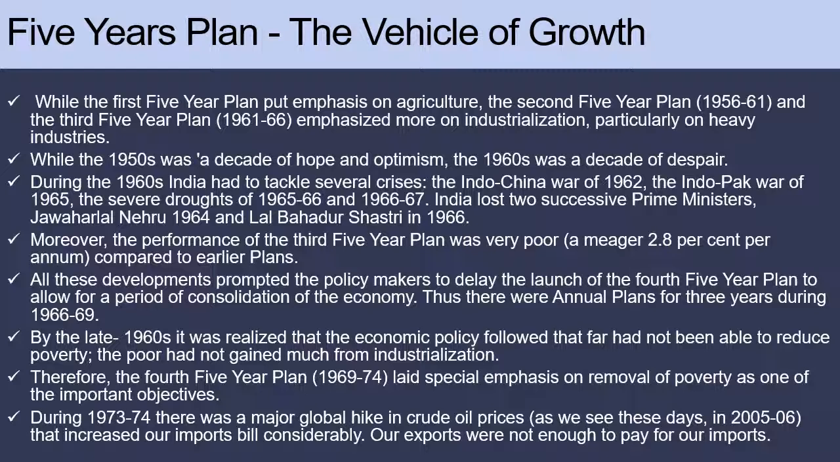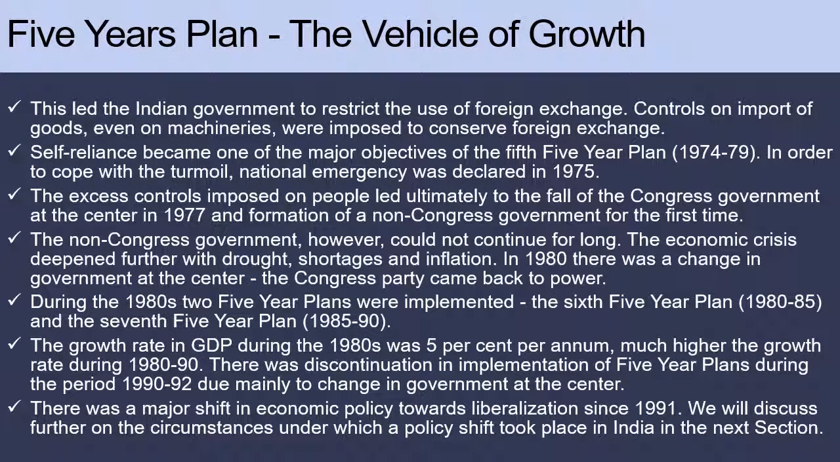During 1973-74 there was a major global hike in crude oil prices, as we see these days, in 2005-06, that increased our import bill considerably. Our exports were not enough to pay for our imports. This led the Indian government to restrict the use of foreign exchange. Controls on import of goods, even on machineries, were imposed to conserve foreign exchange. Self-reliance became one of the major objectives of the fifth five-year plan, 1974-79.